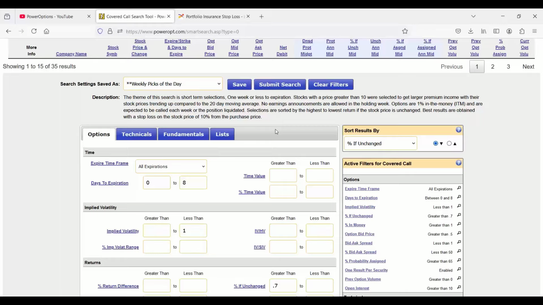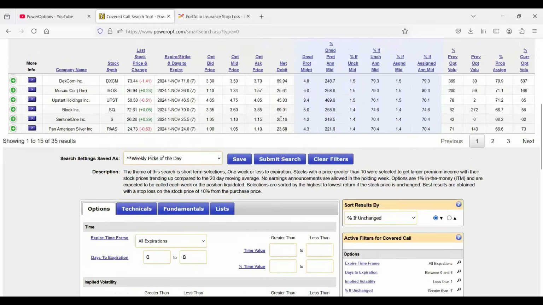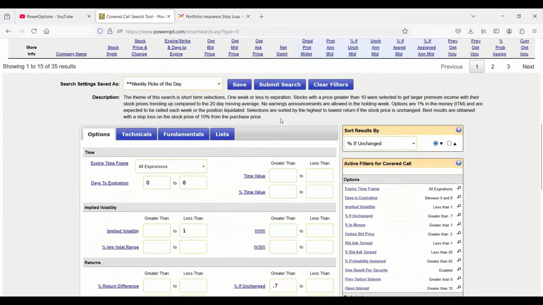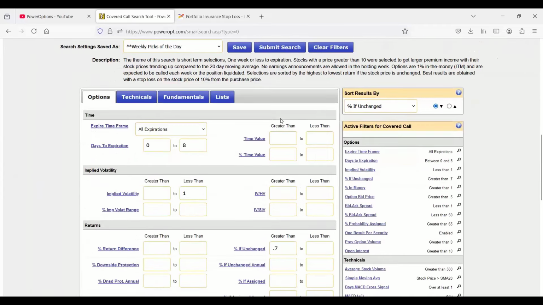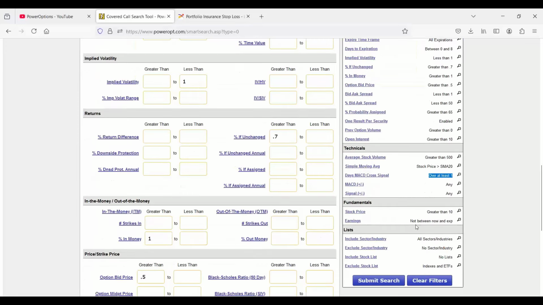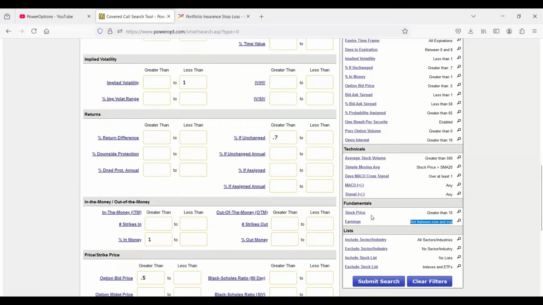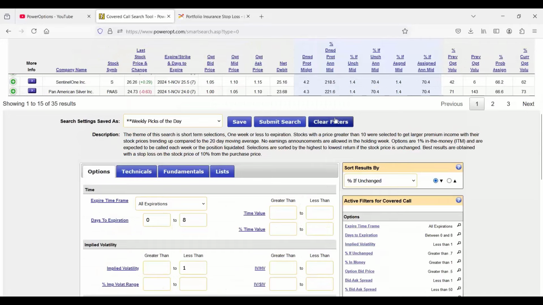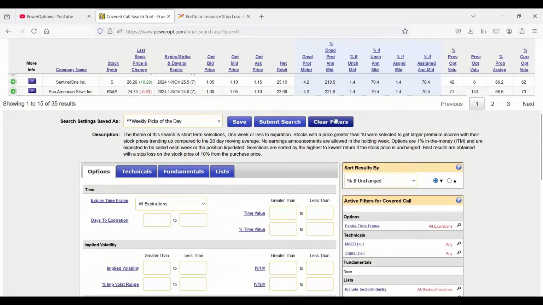All right. So we'll scroll down beneath the listed results that came up. We're going to go right into the search, but for something as specific as this, instead of using all of the other default criteria we have, I want to look for something that's in an uptrend, matching the bullish strategy. We're going to add that earnings not between now and expiration back in. But let's go ahead and clear the filters and start from scratch.